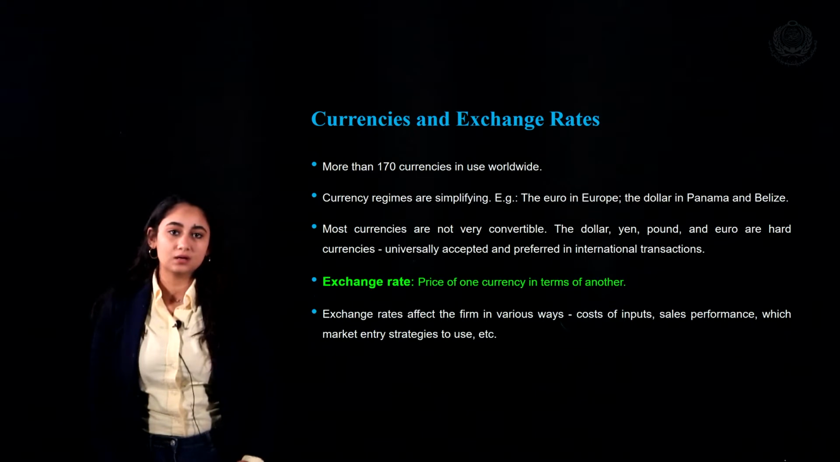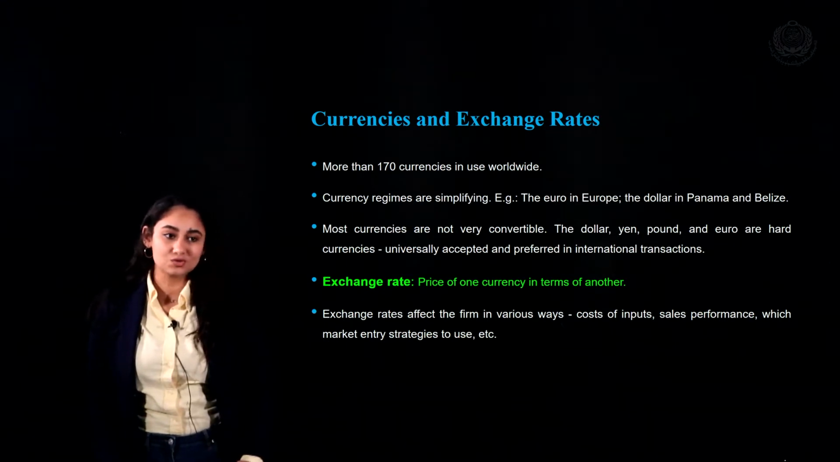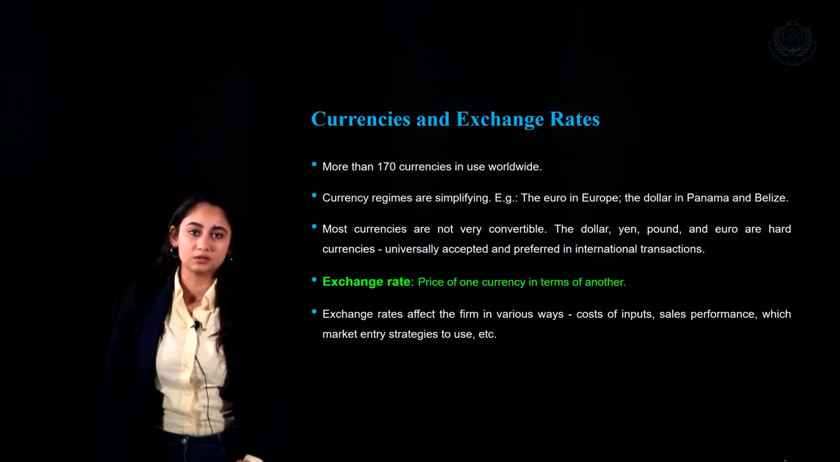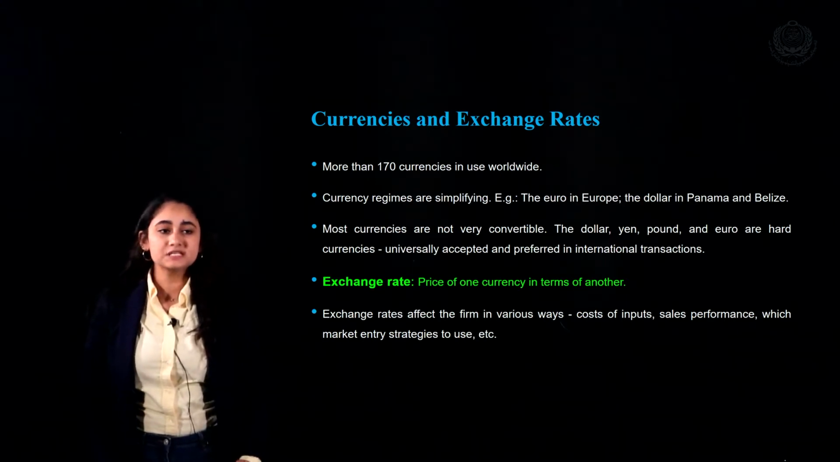Now, usually these currencies fall under the 170 currencies that are used worldwide, while some currencies are used more than others. We will know exactly which is the most used currency on a global scale. Currency regimes are simplifying the differences in currencies through components such as the euro being the unified currency in the European market. We have the dollar in Panama and Belize that is used as the unified currency.